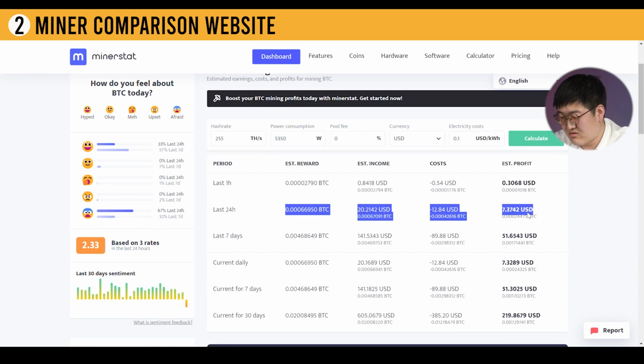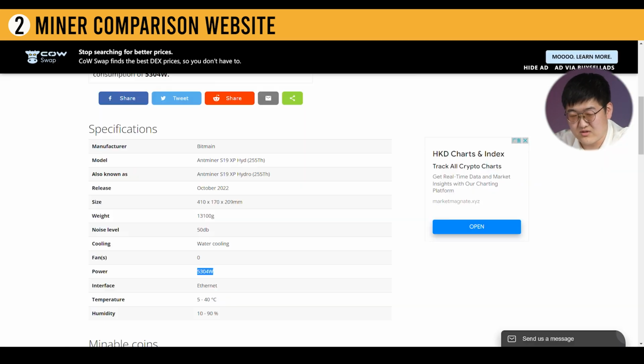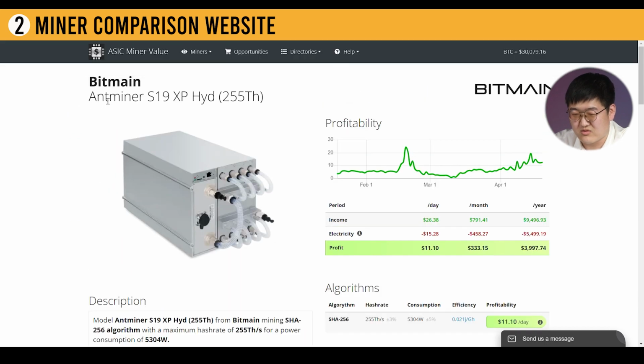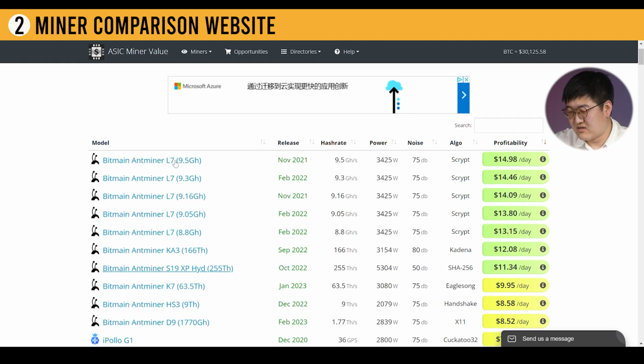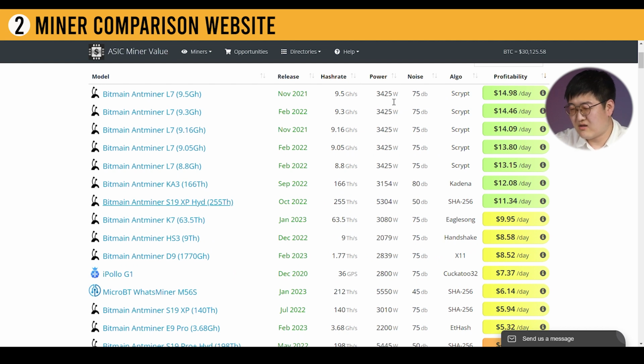The calculation of minerstat is close to MyZ ASIC. I'm not sure what's going on with this ASIC miner value side. Anyway, these are basically all the series behind this calculation. From this table, you can see the best daily mining income miners are from Bitmain all along. Currently in first place is the 8miner L7. It depends on the hash rate. The higher the hash rate, the higher the daily mining income.